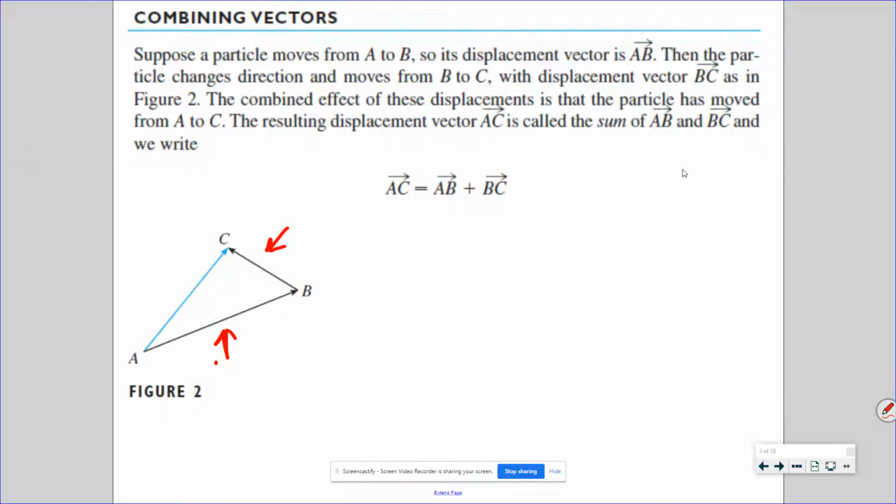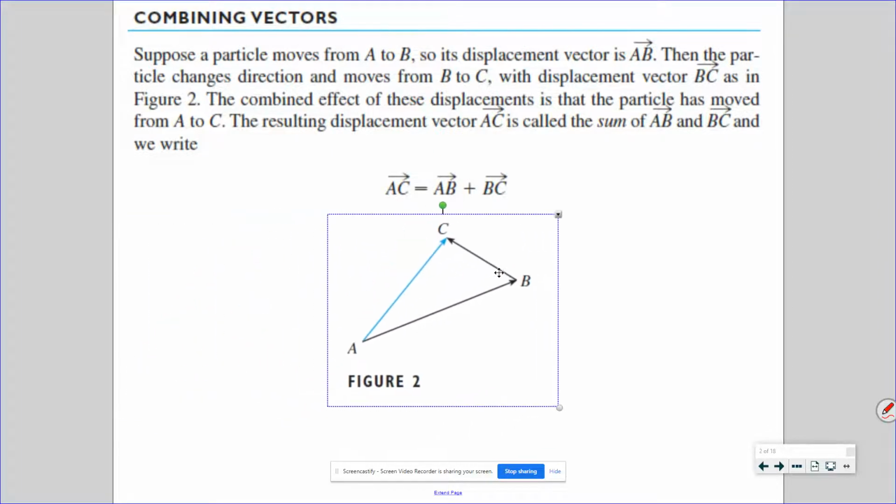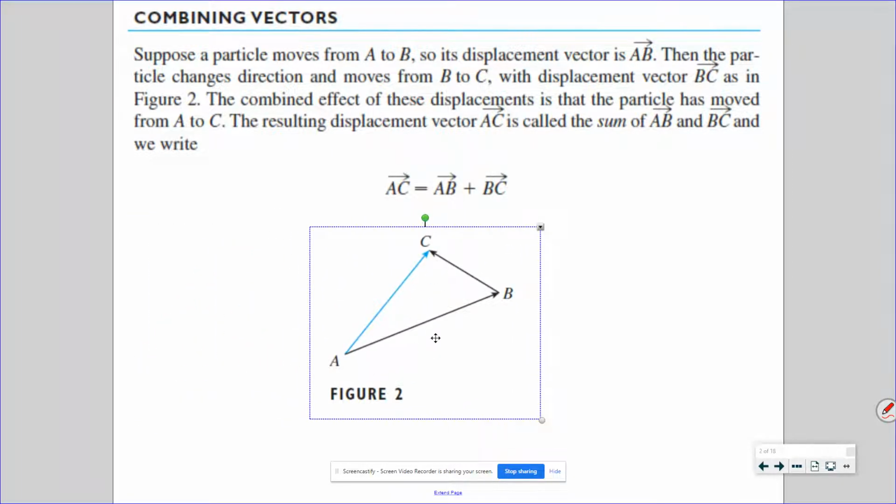The combined effect of these displacements is that the particle has moved from A to C. So what that means basically is the AC vector would be like the total distance traveled from the beginning to the end of that particle's movement. Okay, so we use vector AC to designate the sum, like I said, distance traveled, but also the sum of the two vectors.